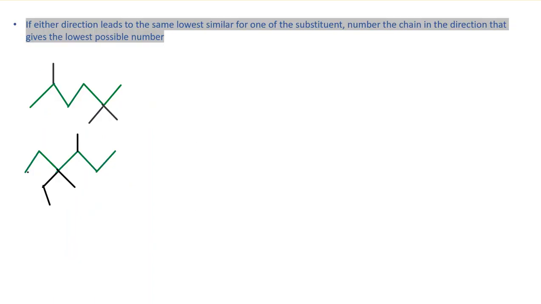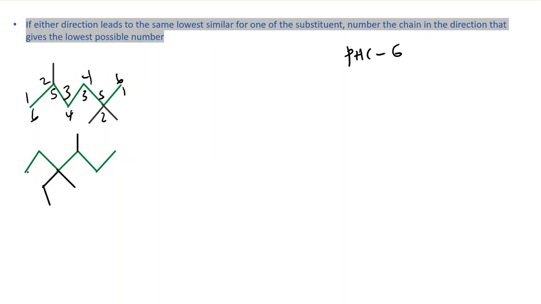So our next rule here says if either direction leads to the same lowest number for one of the substituents, number the chain in the direction that gives the lowest number possible. So first we determine the pHC 1, 2, 3, 4, 5, 6. Either way it goes all the way to 6, and our pHC is 6. So now I number it in the opposite direction. 1, 2, 3, 4, 5, 6.